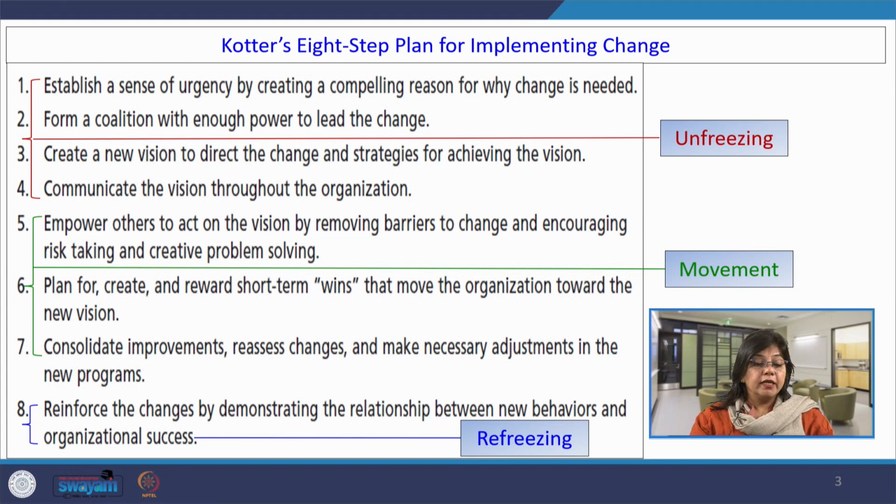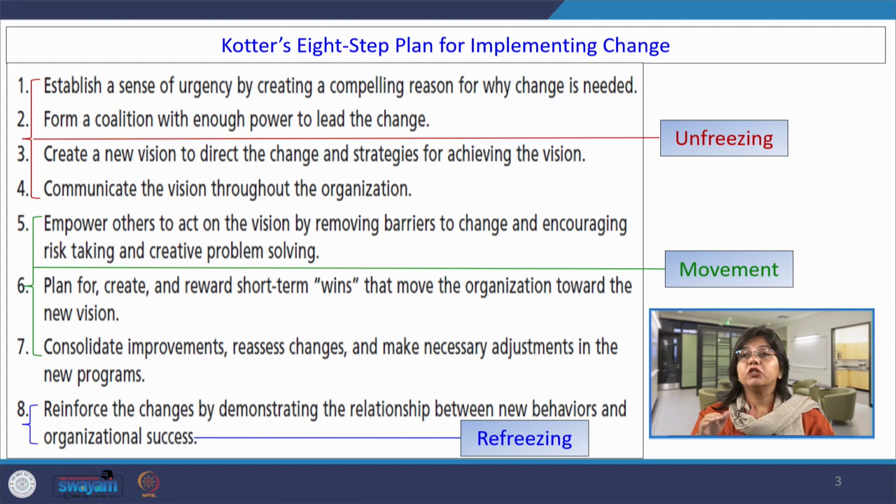Seventh is consolidate improvements, reassess changes and make necessary adjustments in the new programs. Whenever the change has been implemented, it is not going to be a very smooth process. Even after the implementation of the change, some problems will definitely come up, and those problems have to be resolved through reassessment or evaluation of the plan.